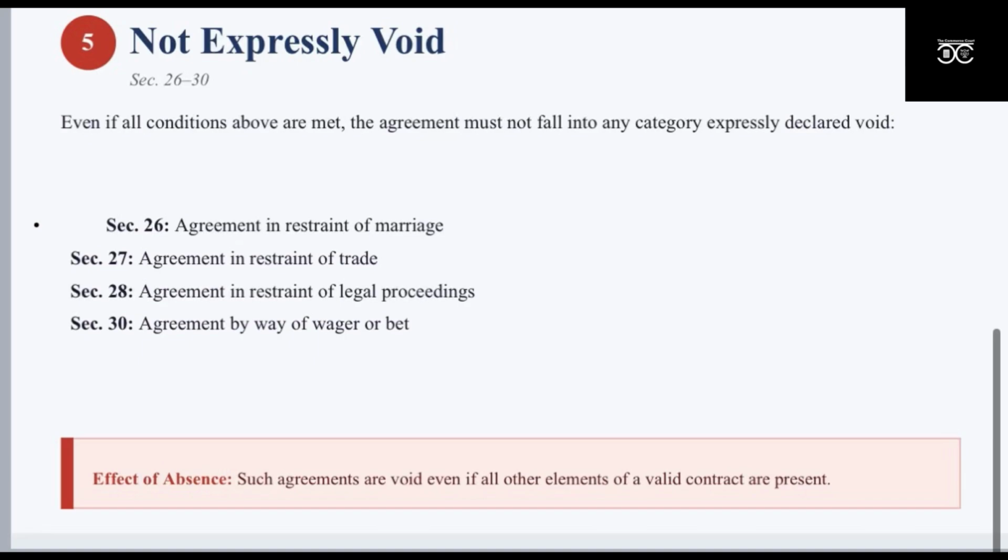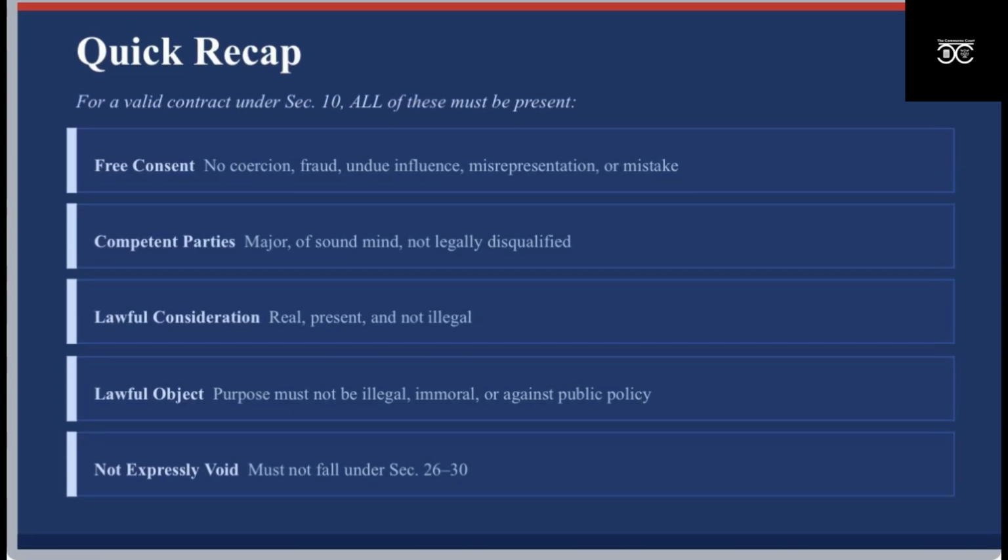For example, gambling. So, these are the five elements we have discussed so far: free consent, competent parties, lawful consideration, lawful object, and finally, not disqualified by law.